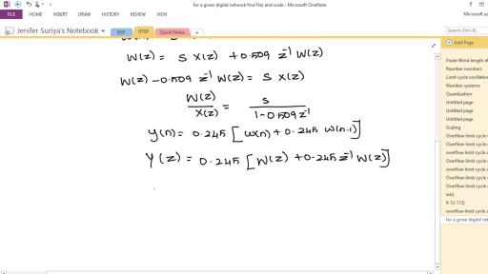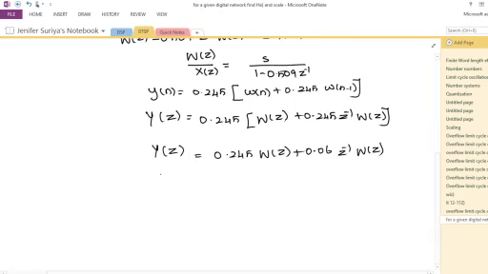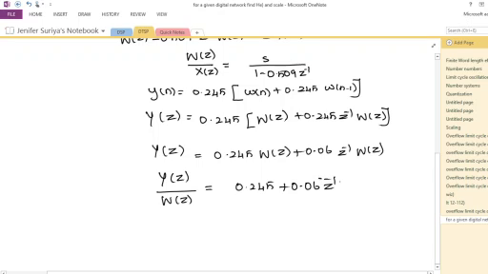So now Y of Z is equal to 0.245 W of Z plus 0.06 Z inverse W of Z. Now from this, output by input, Y of Z by W of Z is equal to 0.245 plus 0.06 Z inverse.